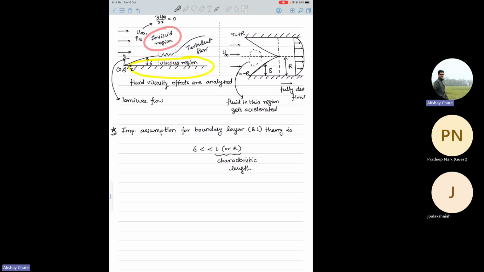You understood my point, right? Because the boundary layer fluid is being retarded because of the viscosity. So this is also one question that is asked. I have seen it in some competitive exams. Before fully developing, you can draw a profile like this.